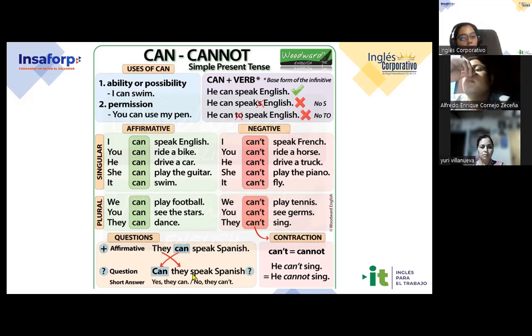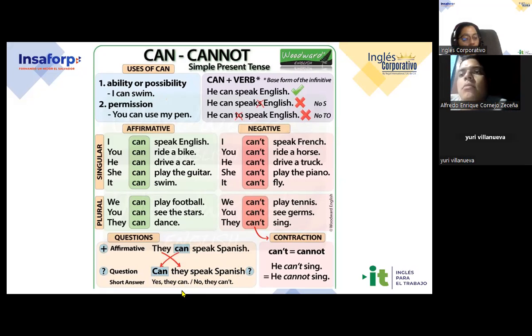Okay, question. Teacher, if I ask something, okay, question. You have to put can at the beginning of the sentence, and then you have to get the subject, the verb, and a complement, and at the end question mark. Okay, can they speak Spanish? Can you dance? ¿Puede bailar? Yes, I can, teacher. No, I can't. Okay, pronunciation.